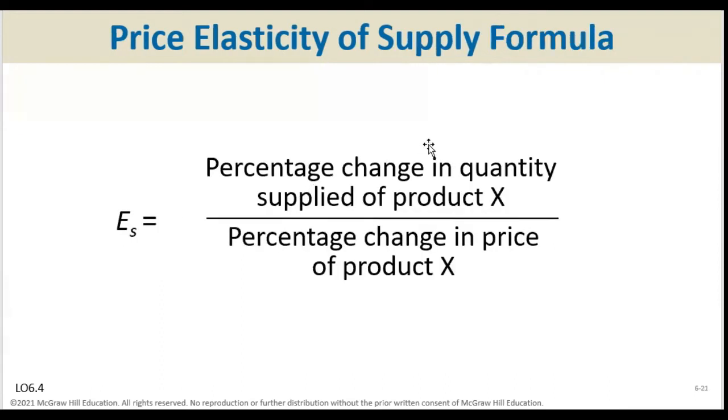So the calculation, or the formula, of the coefficient of elasticity of supply, in this case E sub S, is the same thing as what we saw for the demand. The only thing is we substitute the terms demanded by supplied: percentage change in quantity supplied of the product divided by the percentage change in the price.